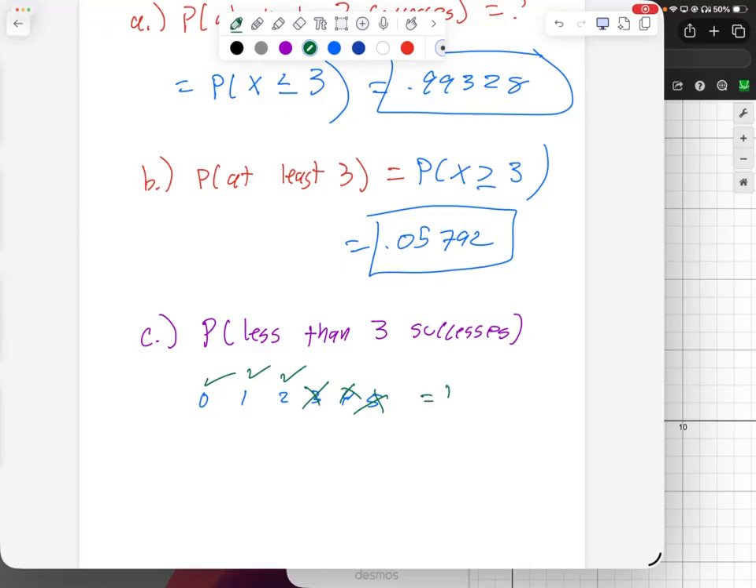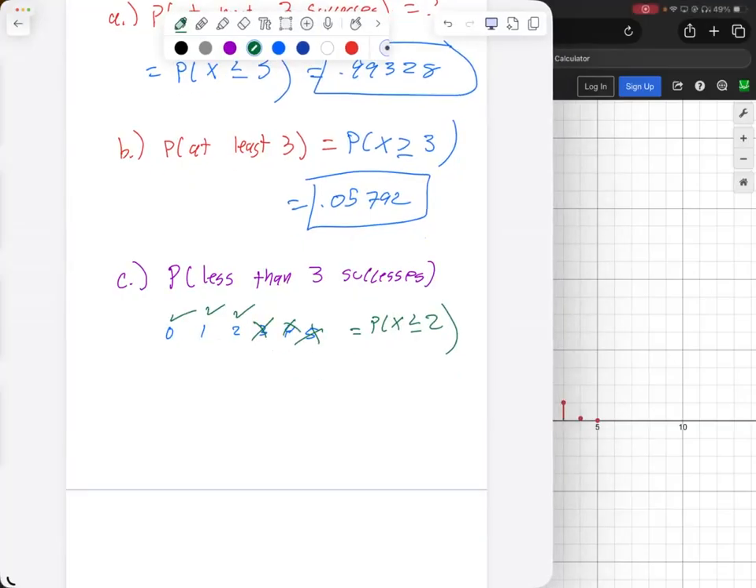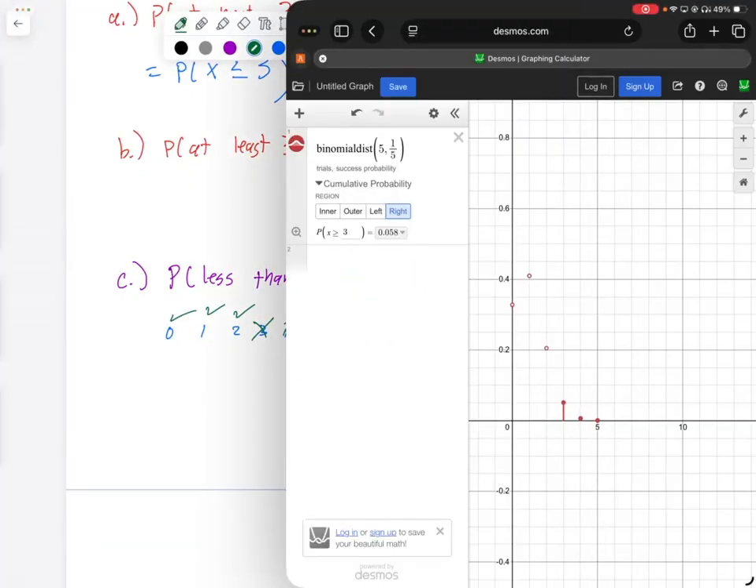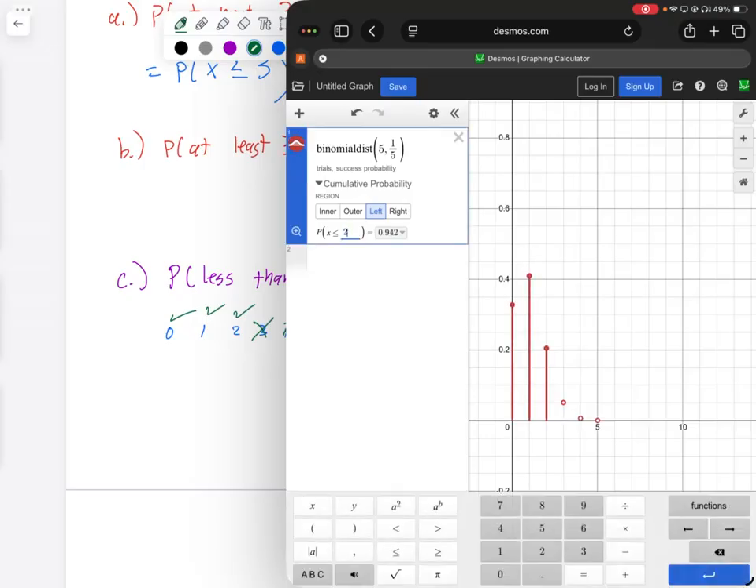Or this is the same thing as the probability that x is less than or equal to what number? Less than or equal to 2. So I go to my Desmos calculator, and all I gotta do is change this to which one? Left, and I gotta change the 3 to a 2, and there's my answer.